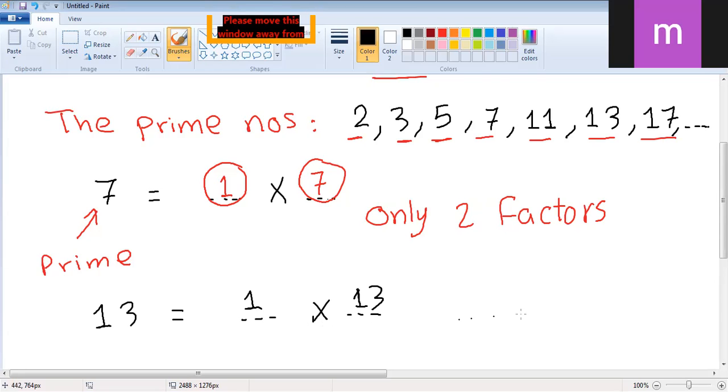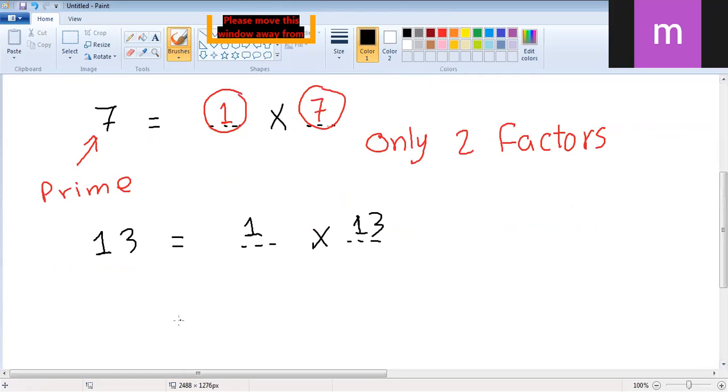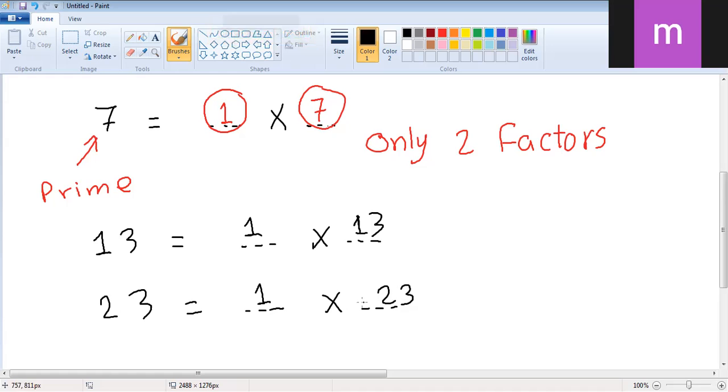No. If I write, for example, 23, 23 is a prime number as well. What number times what number is going to be 23? 1 times 23. So it has only two factors, because you can't find, for example, 2 times what number is going to be 23. Nothing. Okay?